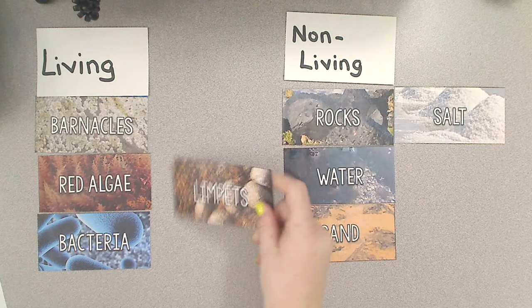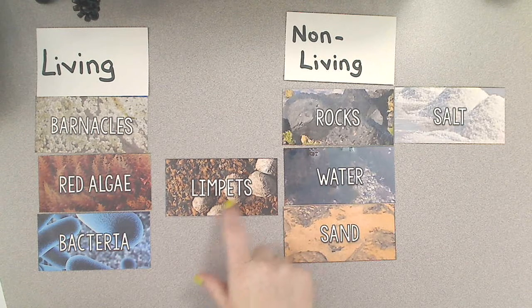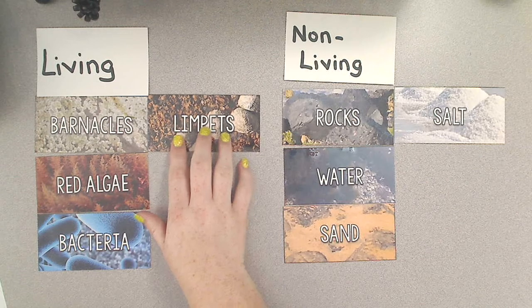Now here's an interesting thing. It's called a limpet. Limpets are these little things in these pictures. You could probably Google them to see some other images. They are a type of creature that live in tide pools. They respond to their environmental stimulus, they reproduce, they adapt and evolve, they grow, and they eat in order to have energy. So they are living.